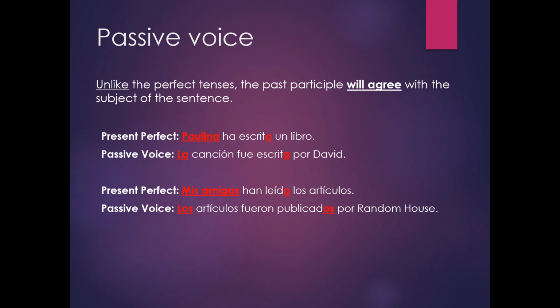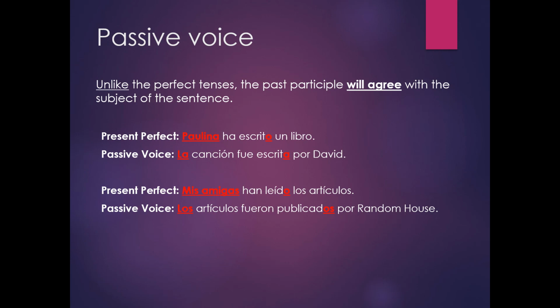And just one more reminder, I already said this, but one more reminder. Unlike when you're using the past participle with the verb haber, in the passive voice, you are going to make the past participle agree with the subject of the sentence. So here are my examples. Paulina has written a book. Paulina is the subject. It's a woman, but I do not have to make escrito match, not with the verb haber. But in my second sentence, the song was written by David. La canción fue escrita por David. La canción is the subject. I do want it to agree in gender and number with the past participle. So la canción, my escrito turns into escrita.